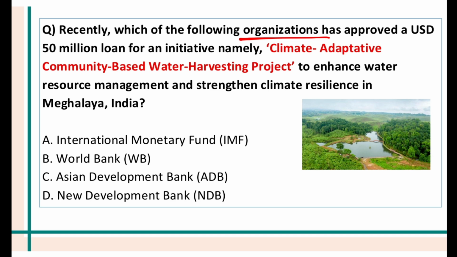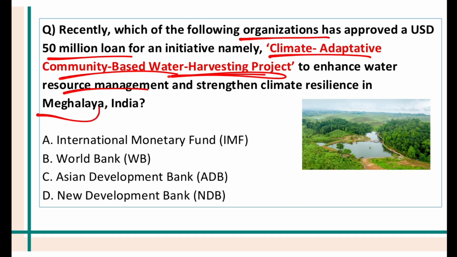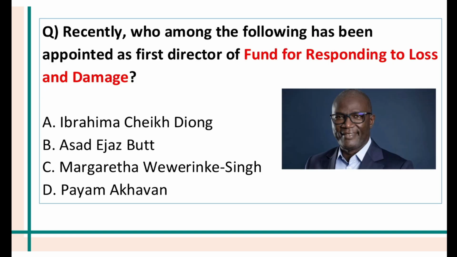Which organization has given a loan of $50 million for climate adaptive community-based water harvesting project to enhance the water resource management in Meghalaya, where a lot of water harvesting structures will also be set up? So this is a loan again given by the Asian Development Bank.